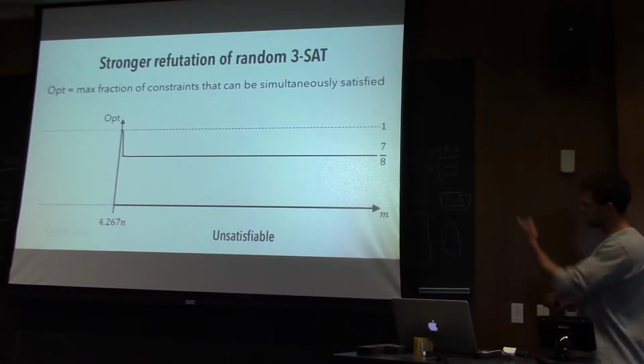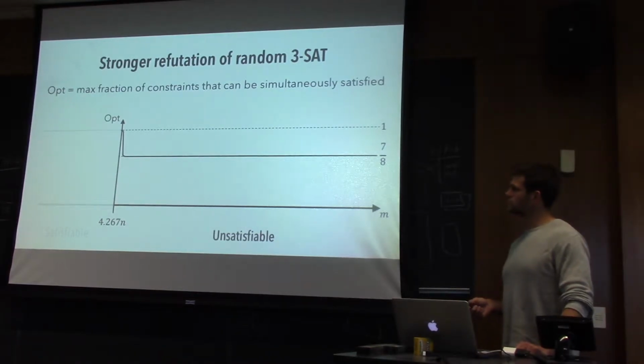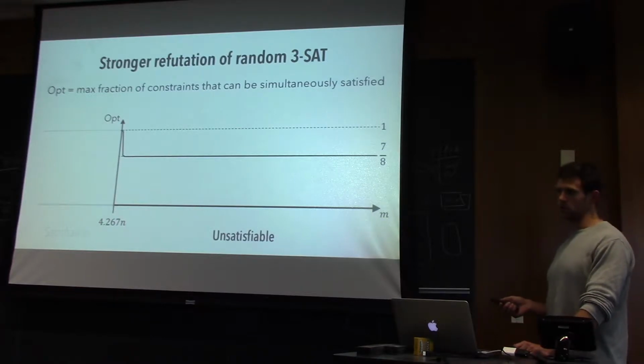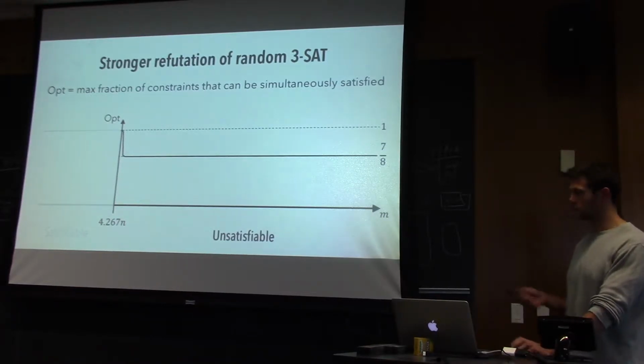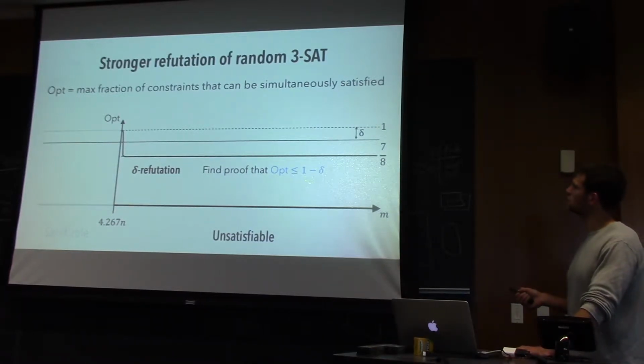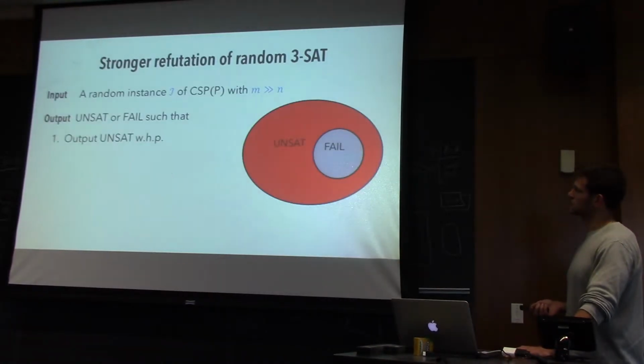The 7/8 comes from the fact that if you choose a random string in {0, 1}^3, it's going to satisfy OR with probability 7/8. Everything except 0, 0, 0. So delta refutation is defined as a proof that opt is at most 1 minus delta. And strong refutation is defined as a proof that opt is at most a little over this expected value here.